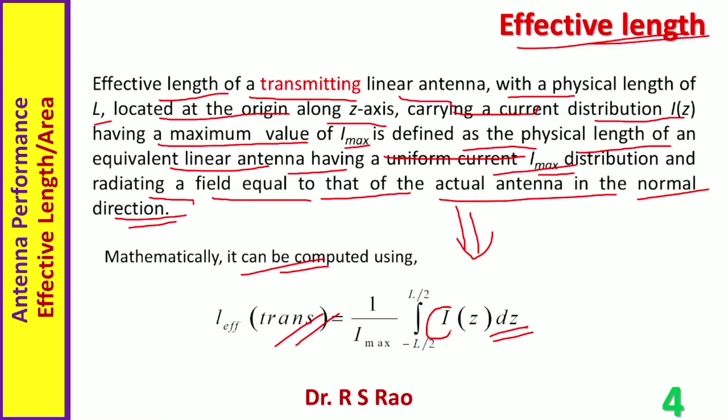I of Z is the current distribution along the length of the wire antenna. L is the length of the actual antenna, the physical length. I max is the maximum value of the current distribution. So this is the definition of effective length.